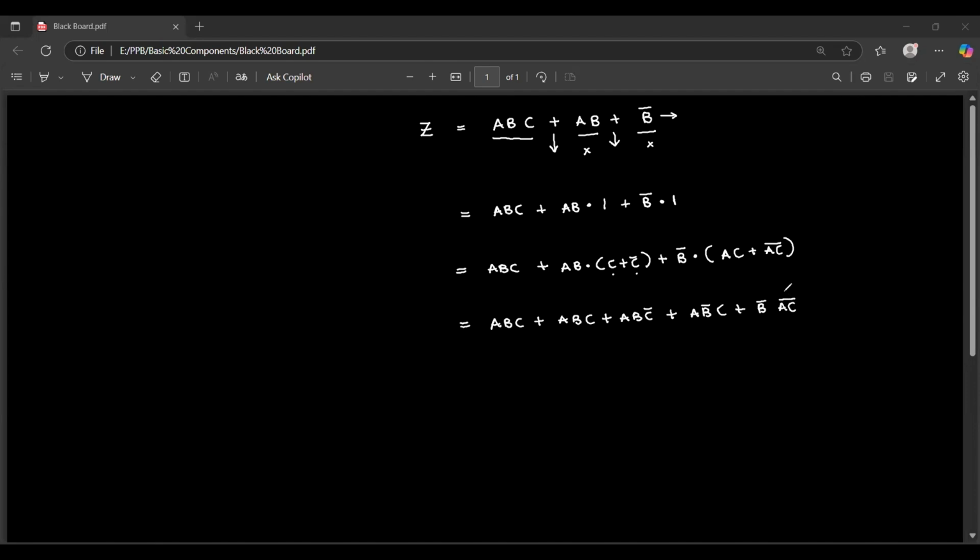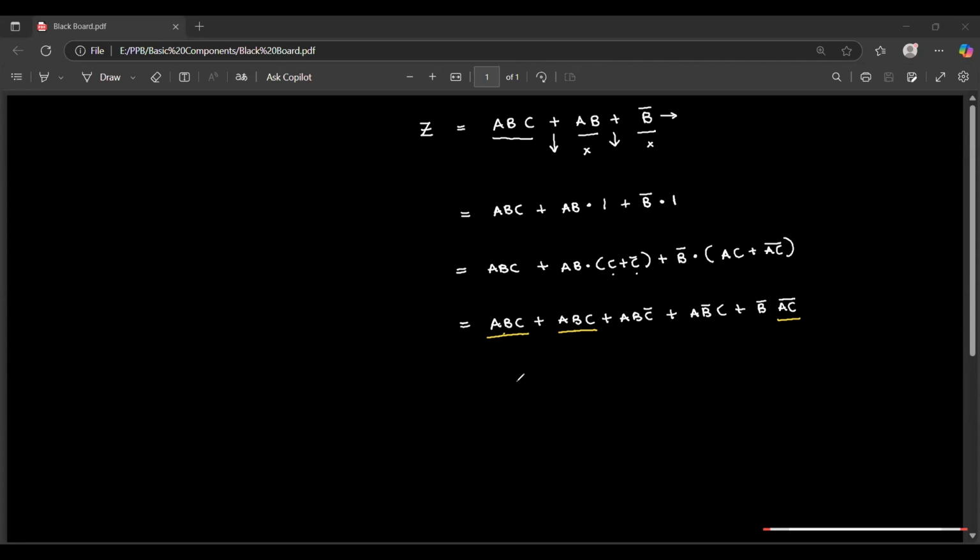Okay, now we have a dilemma. Two dilemmas actually. What are the two dilemmas? First thing, ABC is repeating twice. And here we have AC whole thing bar inside one of the terms, and we know in a SOP format, we can't have that. We can't afford to have that. So first of all, let's face dilemma one. What's the first dilemma? Two repeating same terms.